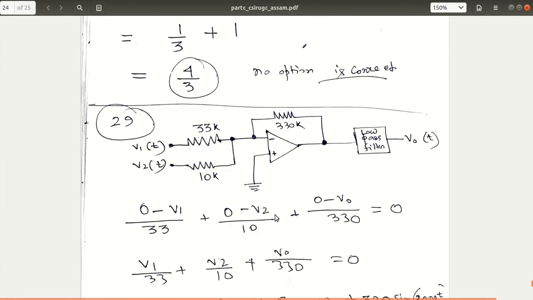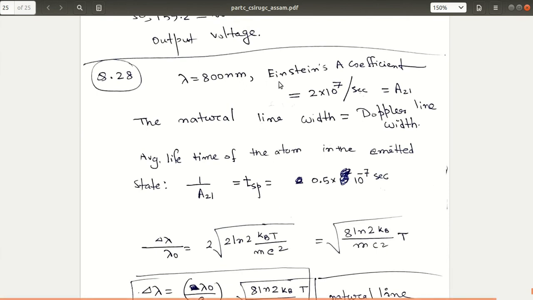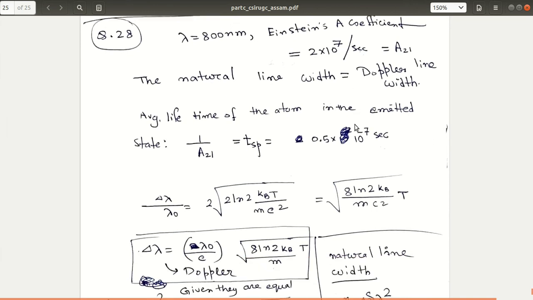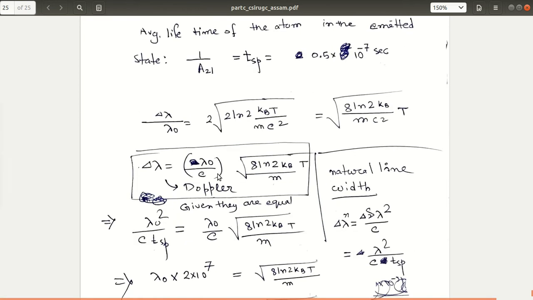So here, lambda is 800 nanometer and the Einstein A coefficient is 2 into 10 to the power 7 per second, so A21. And the spontaneous lifetime tsp is 1 by A21, the inverse of A21, so it is 0.5 into 10 to the power minus 7. Now calculate delta lambda by lambda 0 for the Doppler line width, which is 2 into the square root of 2 ln 2 kB T by m c square. If you take the 2 inside the square root, it will be 8 ln 2 kB T by m c square.